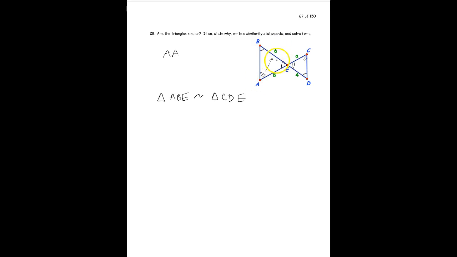The triple angle is shining at 6, this triple angle is shining at 4, so we know 6 turns into 4. This single angle is shining at 8. This single angle is shining at A, so 8 turns into A. 6A equals 32. A equals 32 over 6, which if I divide each of those by 2, you get 16 over 3. And that's the answer.